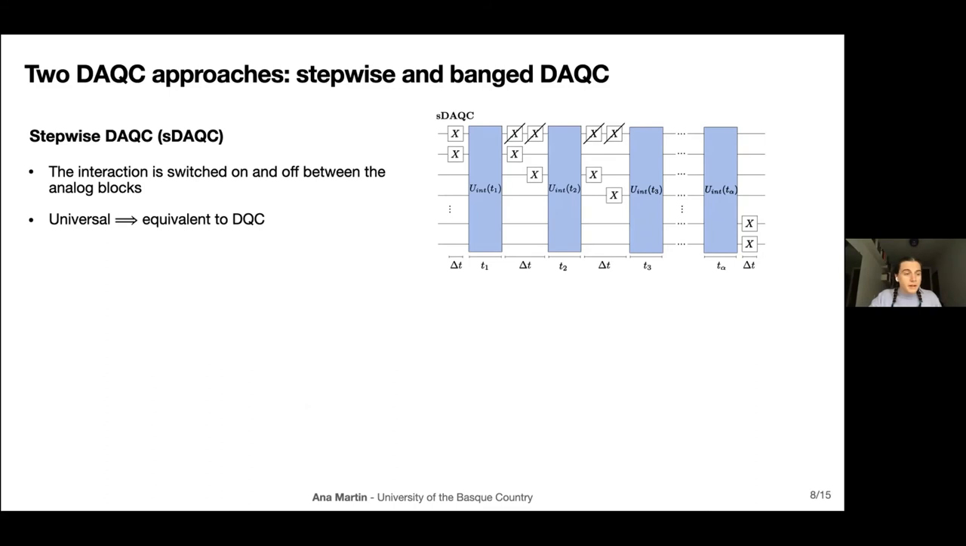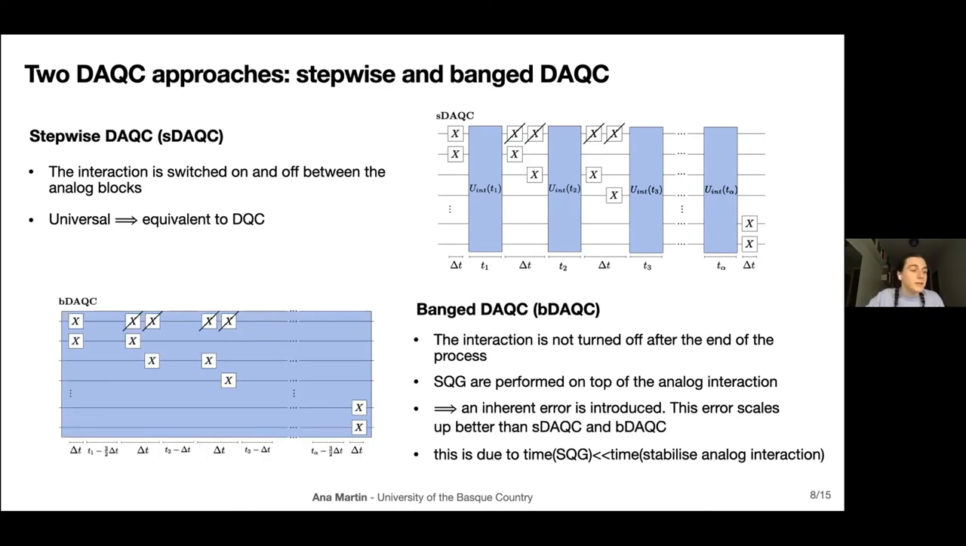However, there is another paradigm called BDAQC, the banged digital-analog. And in this case, the interaction Hamiltonian is never switched off and the single rotations are applied on top of the analog dynamics. This introduces an inherent error as it does not implement exactly the algorithm. But when the experimental errors are taken into account, and I will show you in the next slides, it happens to scale up better than the stepwise or the fully digital paradigm.